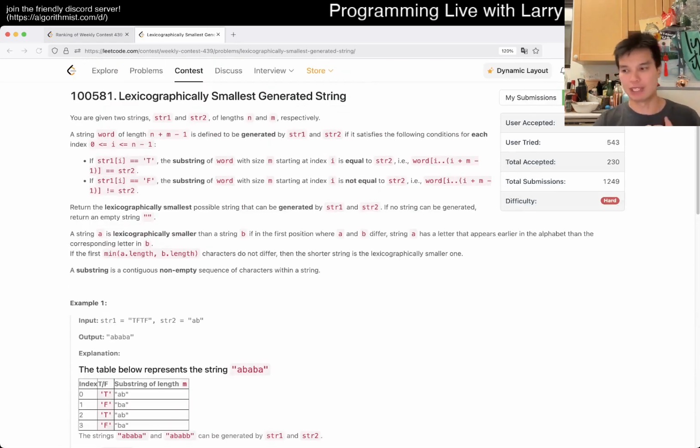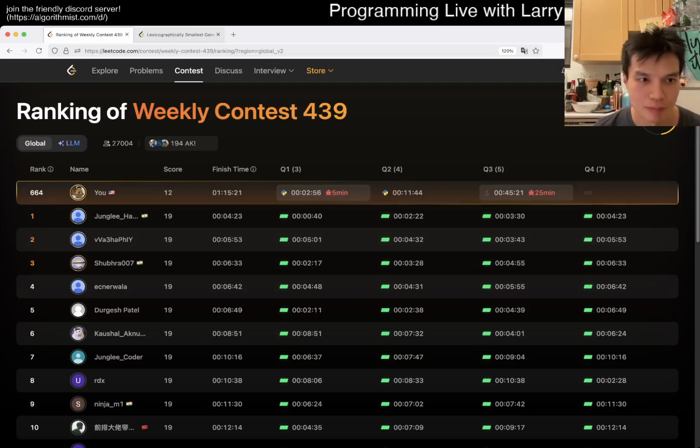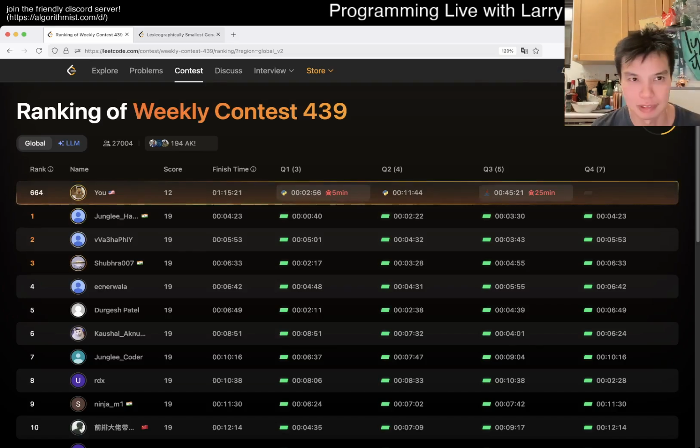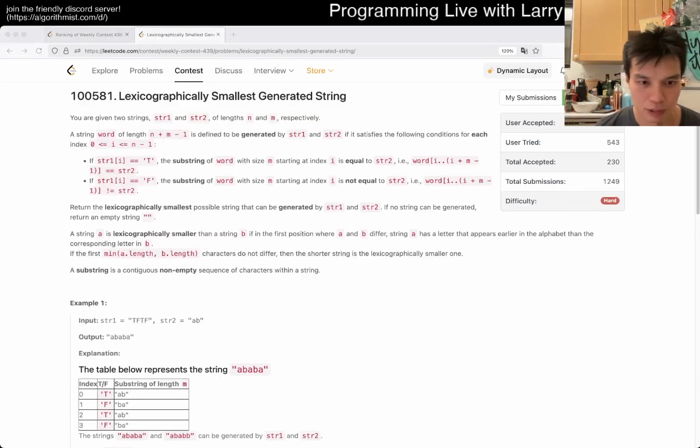What is this problem actually asking for? I don't know. Huh, 6. I mean, this is just a disgraceful LeetCode problem.